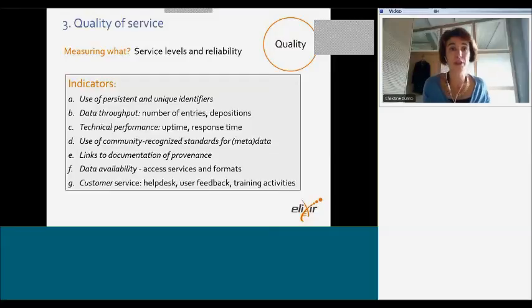So how many other resources are depending on this data resource. Then the third category, quality of service, because ELIXIR Core Data Resources are typically of very high quality. So they're using unique identifiers. Of course, we want a good technical performance, uptime, response time. Is there customer service? Are there trainings available? Through which type of data are the data available? So which formats?